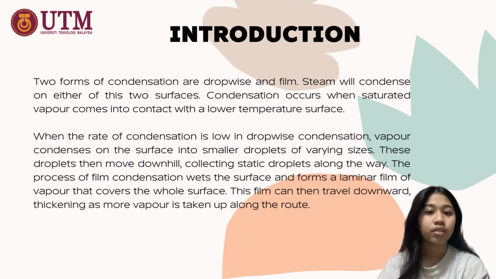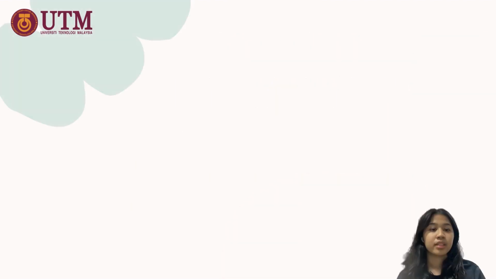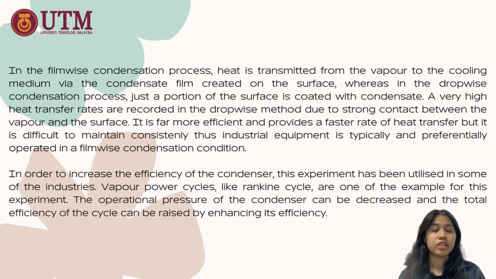The process of film condensation wets the surface and forms a laminar film of vapor that covers the whole surface. This film can then travel downward, thickening as more vapor is taken up along the route. In this film-wise condensation process, heat is transmitted from the vapor to the cooling medium via the condensate film created on the surface, whereas in the dropwise condensation process, just a portion of the surface is coated with condensate.